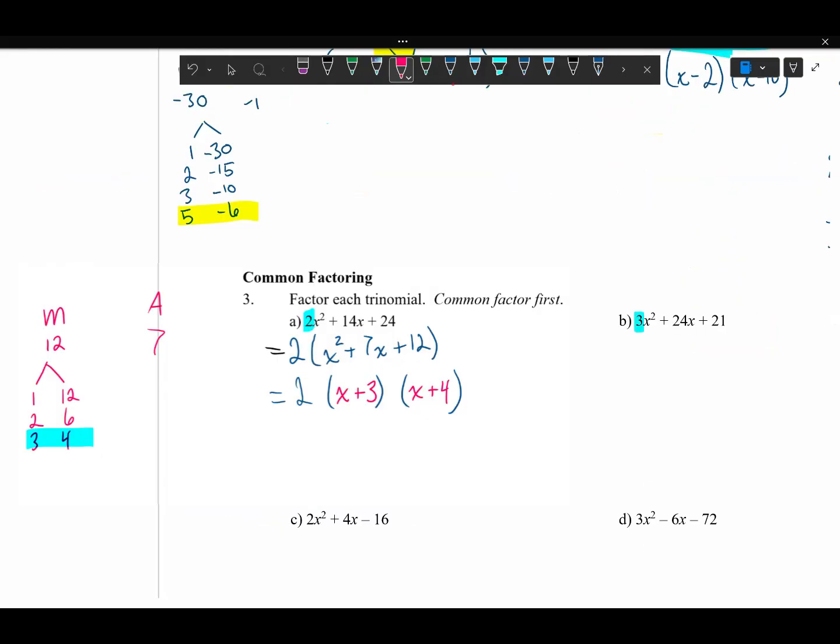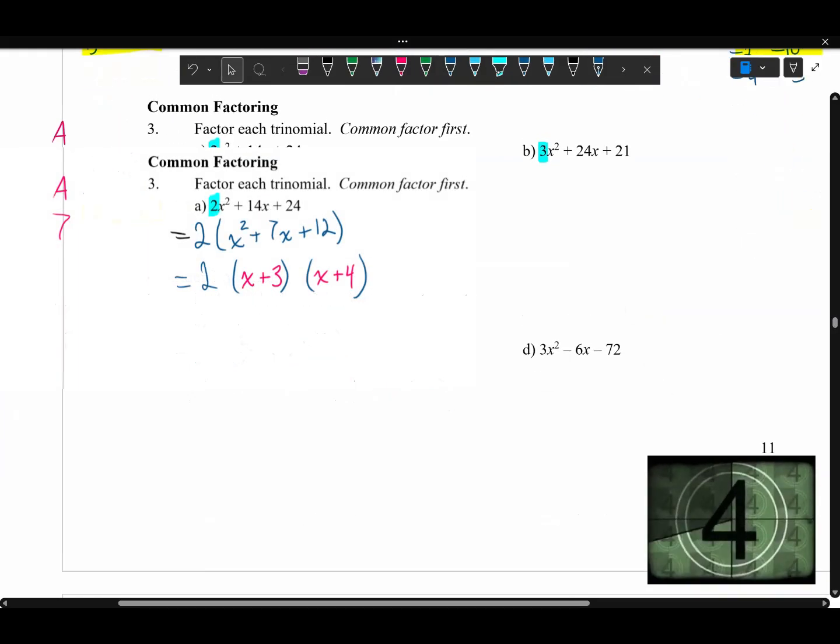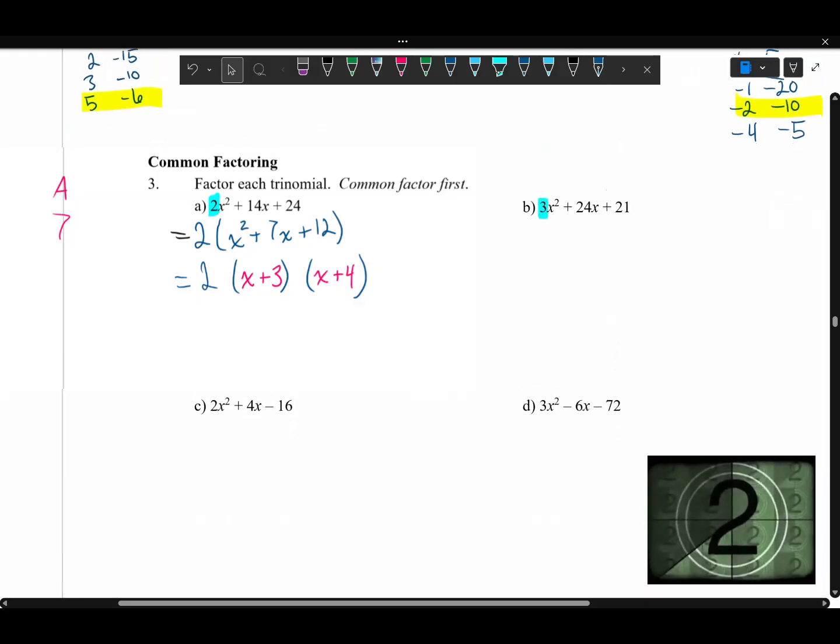Good, here where we have found our 2 numbers that we're looking for. We know we're multiplying to 12, we're adding to 7. We found our 3 and our 4. So our final answer here has 3 factors, the 2, the x plus 3, and the x plus 4. Using that same strategy, you folks should be able to handle question 3B, question 3C, question 3D. I want you to pause the video, unpause, see how you do.